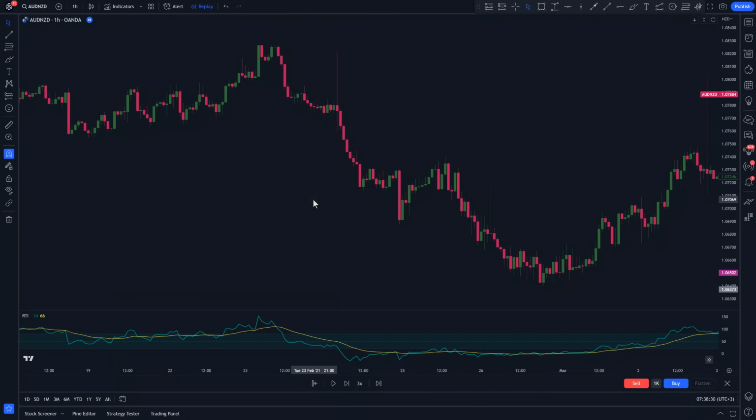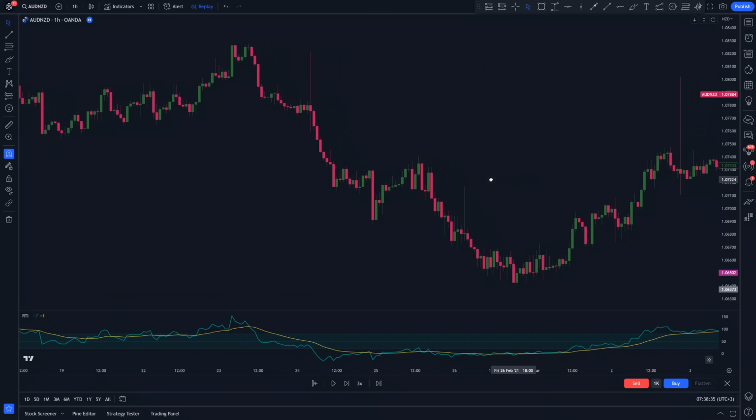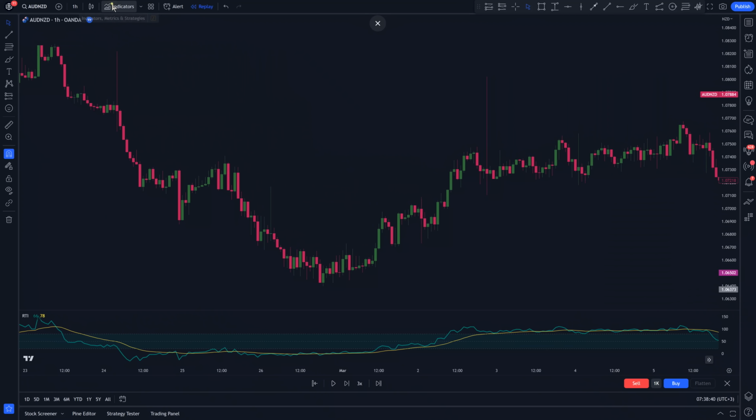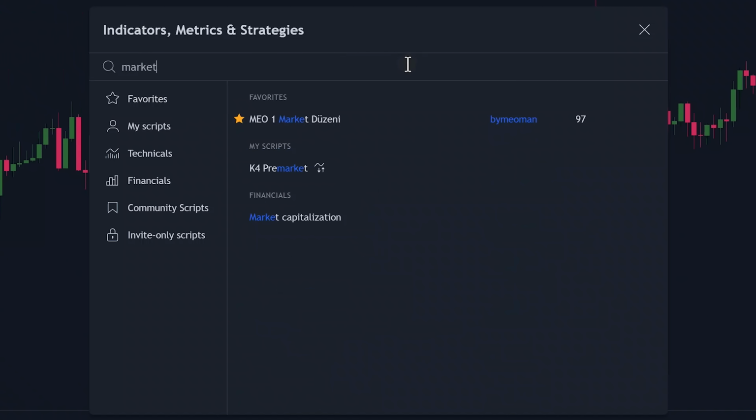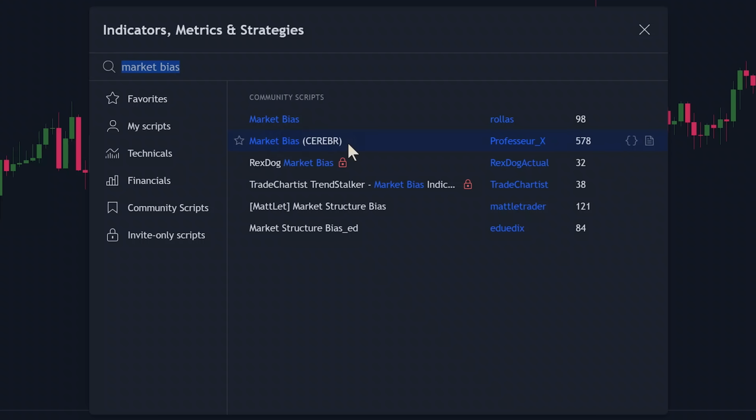Back to the video. Now let's add the two indicators I mentioned earlier. On the indicator search tab, type in market bias. Select this one by Professor X.